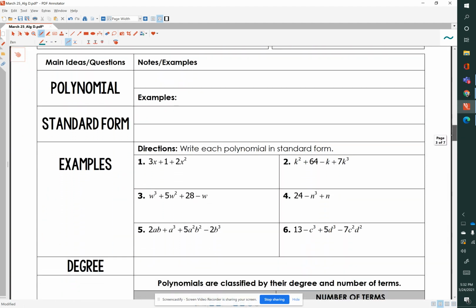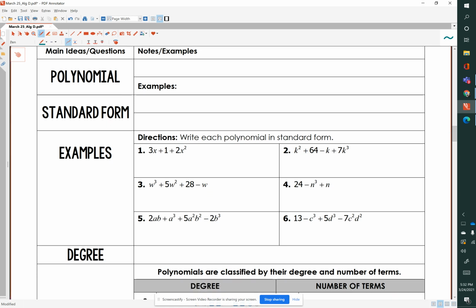Okay, new unit, polynomials and factoring. Students, I encourage you to really focus on this unit, especially the factoring portion of this. You will be well served when we move into those quadratic equations next. So a polynomial is an expression of many terms.